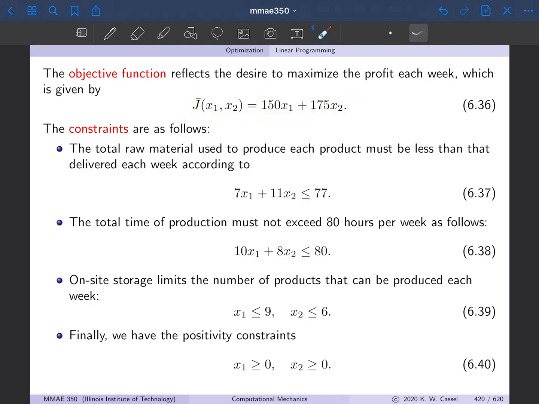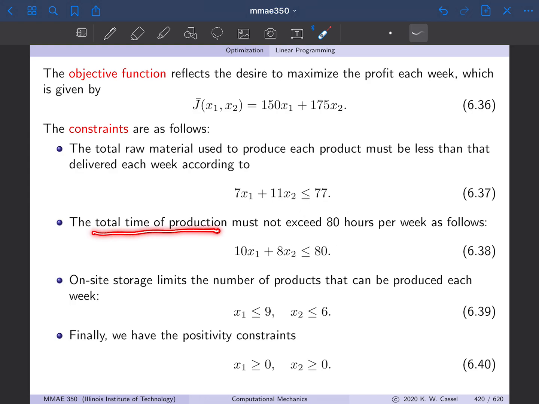Now let's walk through the constraints. The total raw material that we bring in each week is 77 tons. And product A requires 7 tons, product B requires 11 tons. So 7 times x1 plus 11 times x2 has to be less than or equal to 77 each week. We obviously can't use more raw material than what's available to us.